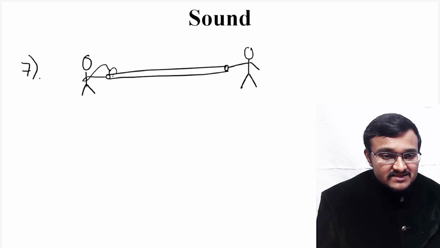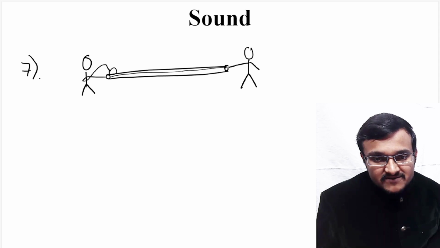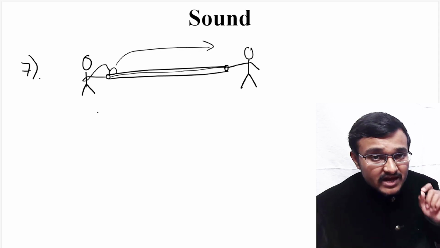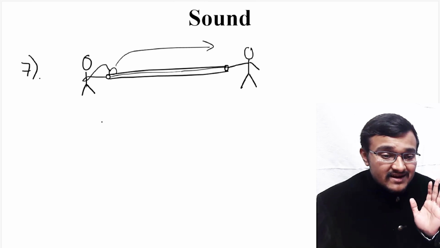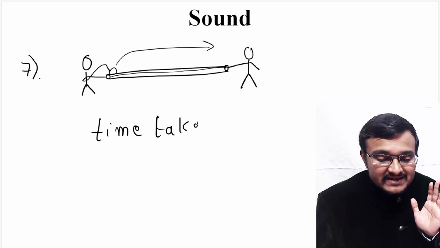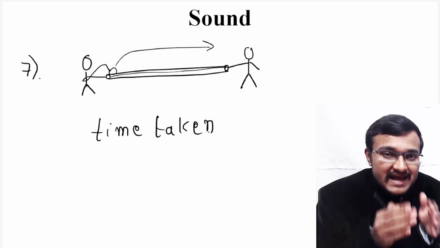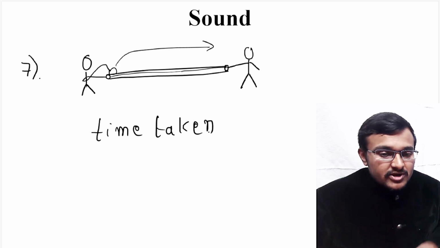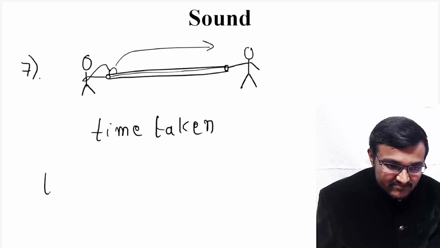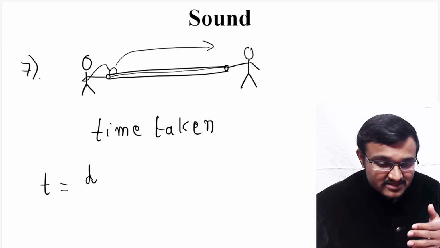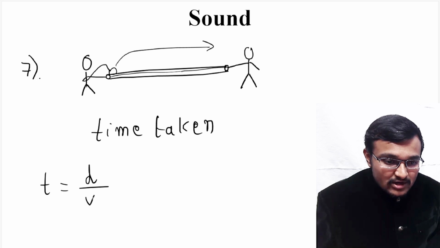So when he hits, this particular sound travels through the aluminium rod as well, and this sound will also travel through air. So now you have to calculate the ratio between the time taken for this sound wave to travel both in the aluminium rod and in air. So in order to calculate time, what is required? The distance traveled by the sound wave and the velocity.